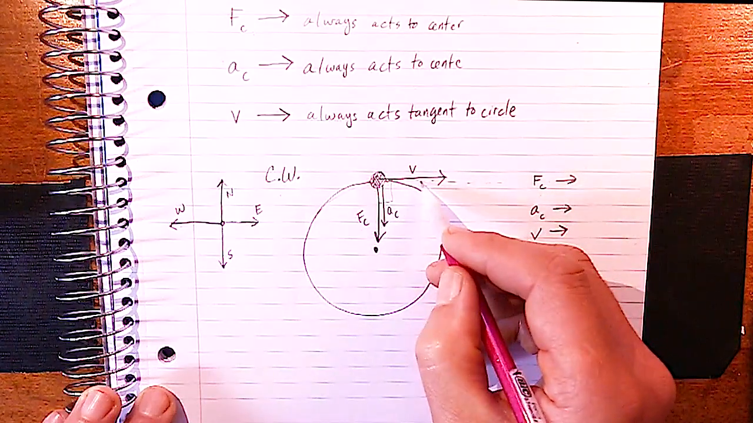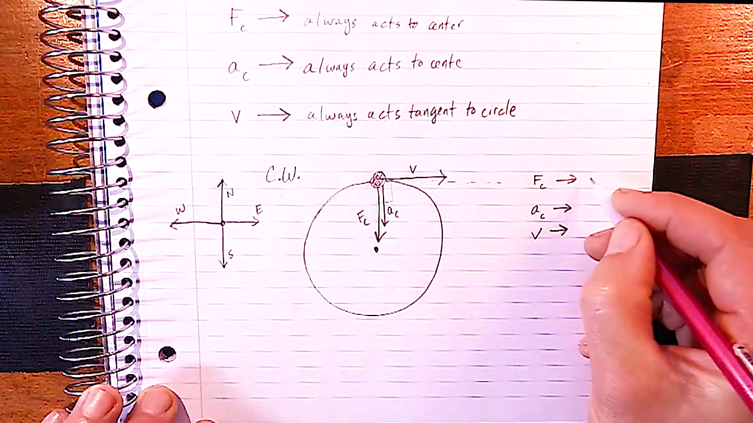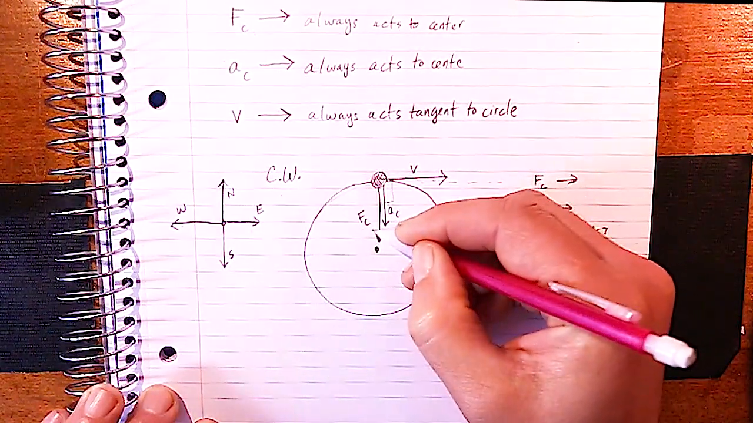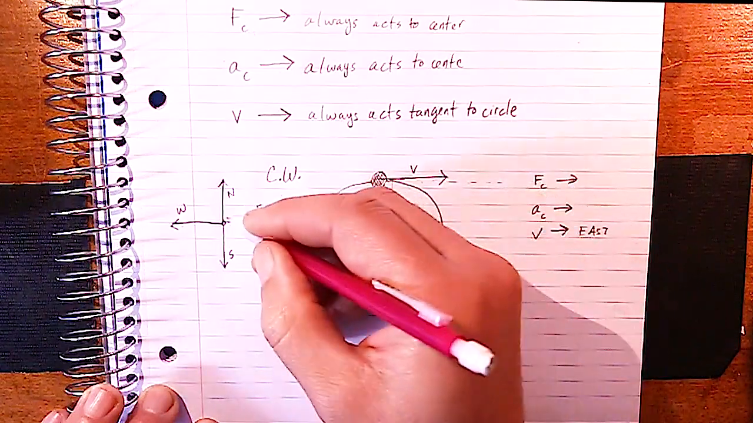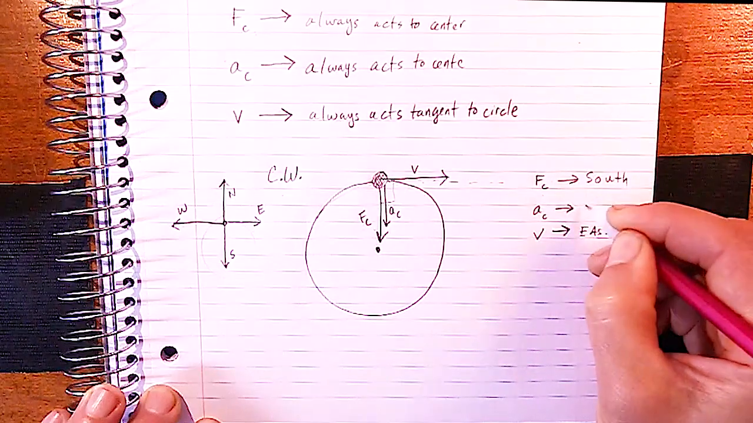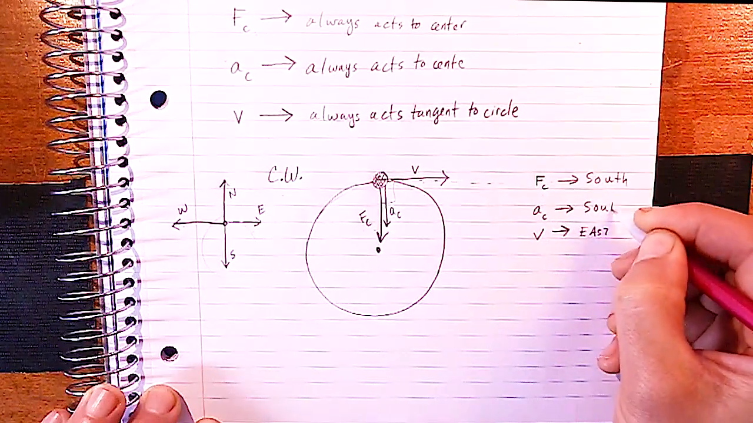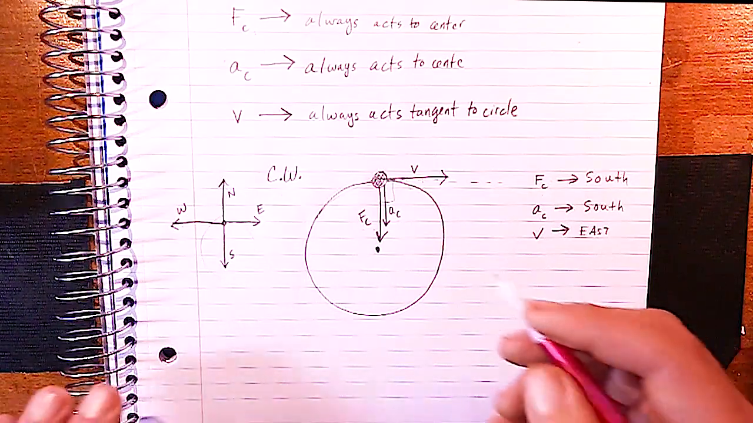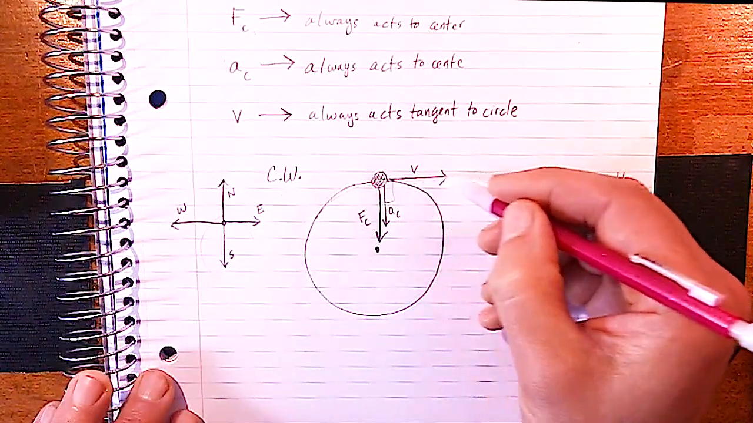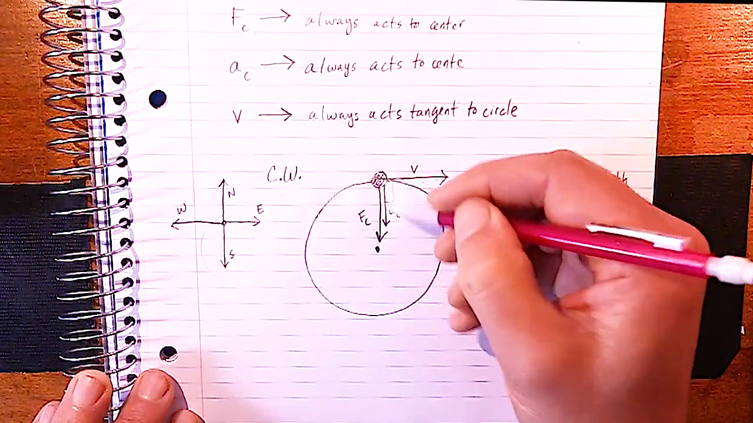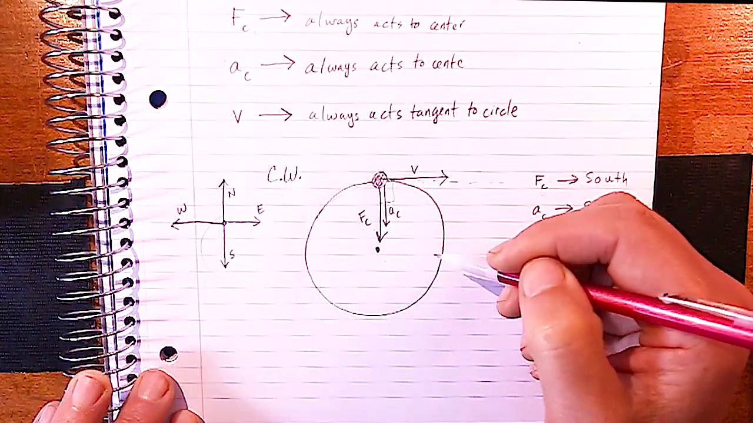So what direction is velocity acting? It's acting to the east. What direction is centripetal force and centripetal acceleration acting? To the south. Now, this does seem sort of tricky or non-intuitive, that something's moving this way, but being pushed to the center of the circle, yet it's not getting closer to the center of the circle.